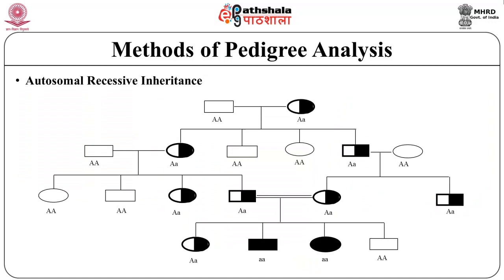Albinism is an example of an autosomal recessive disorder, which is caused by a defect in the enzyme that synthesizes melanin, that is, the color pigment.